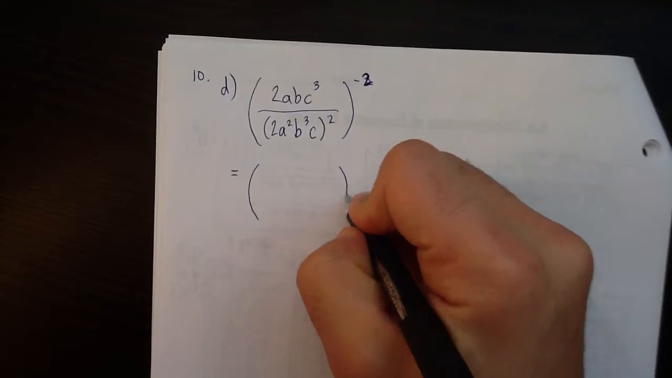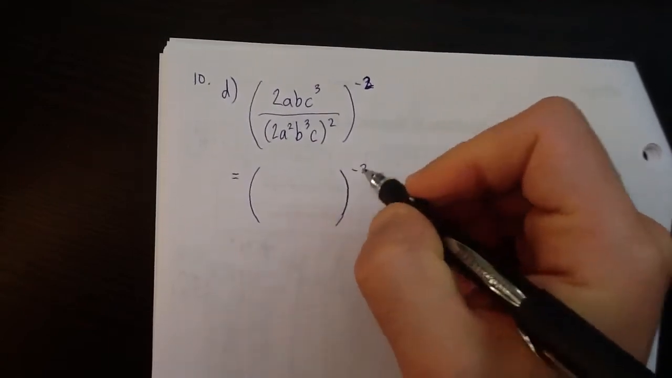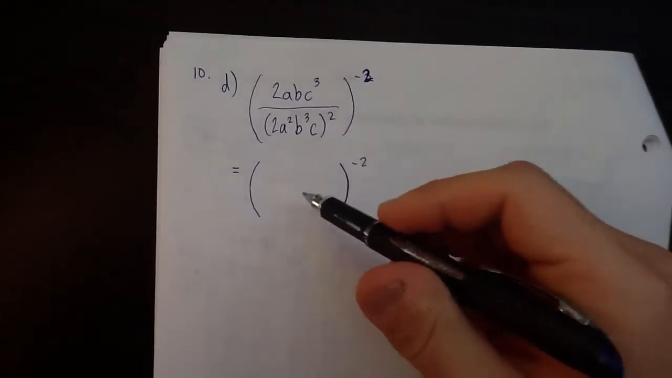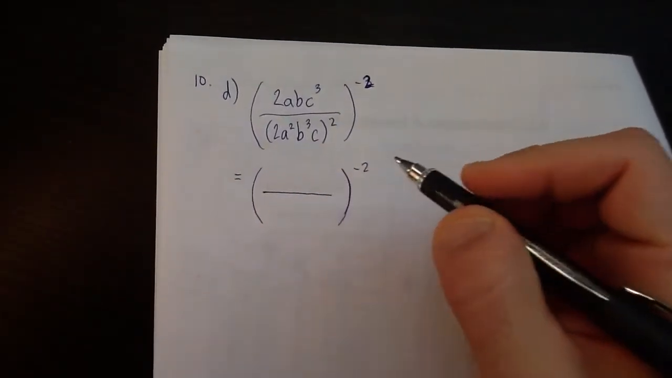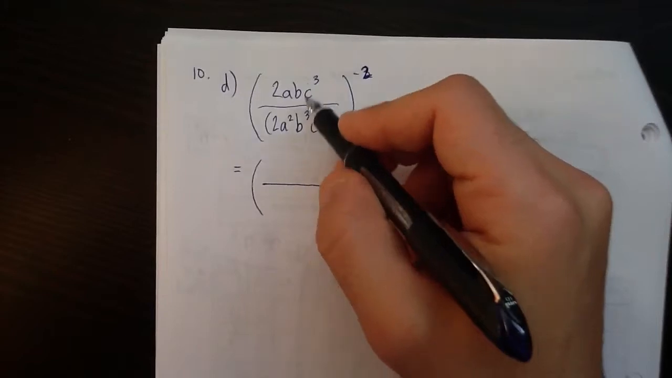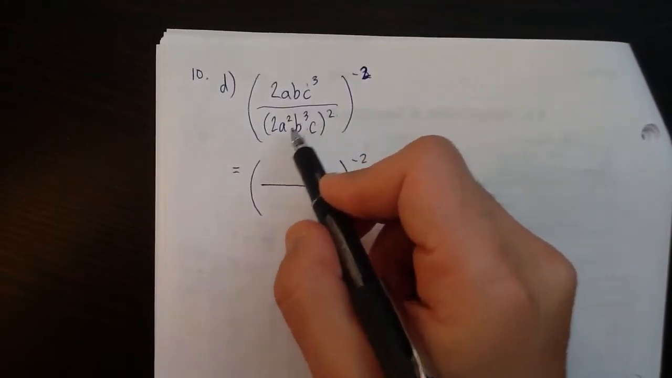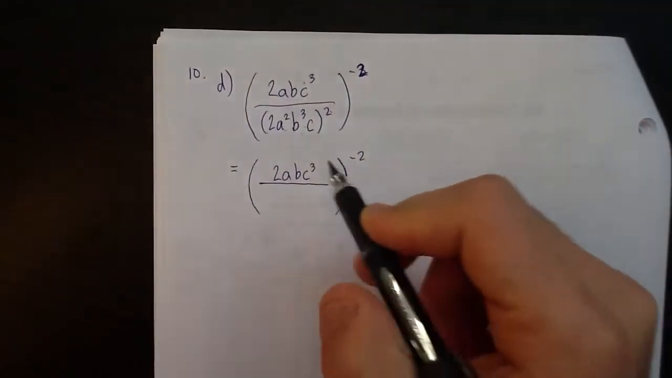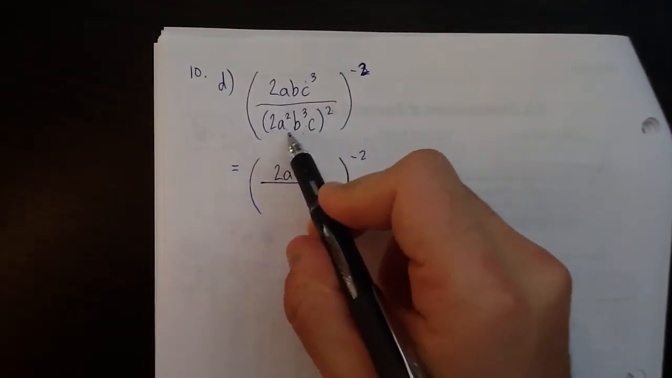Okay, I'm going to simplify what's inside of the bracket first, because remember, BEDMAS: brackets, exponents, so take care of what's inside the brackets first. So that's what I'm going to do. Now I'm not going to start dividing this because on the bottom I have a power of a power rule, so I'm going to leave 2abc cubed here, but I'm going to take care of all of this.